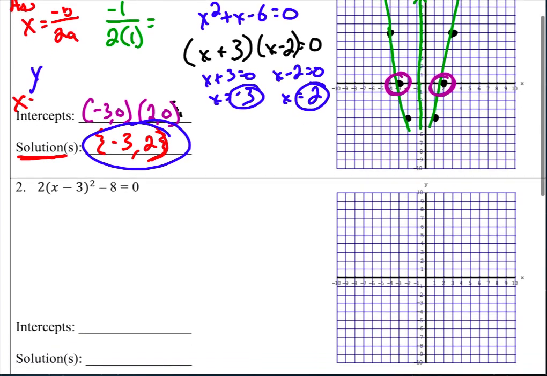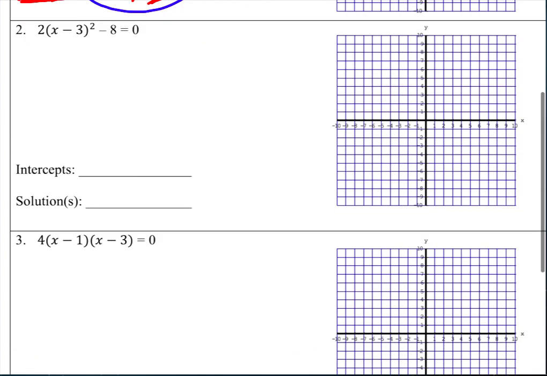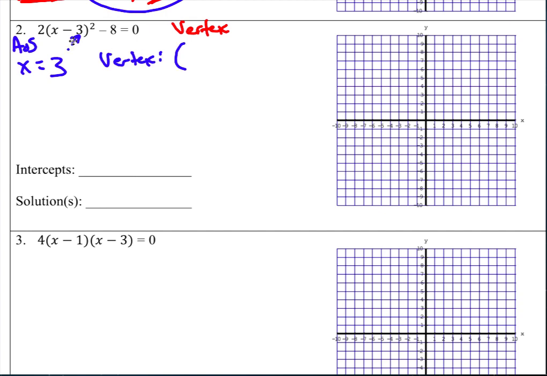All right, problem 2. Problem 2 is in vertex form. So pull out that necessary information. I know my axis of symmetry is 3. I know my vertex is 3 and negative 8. Remember, our vertex form just lets us pull that information right out of the problem. So I know my axis of symmetry is at 3, and my vertex is at 3, negative 8.